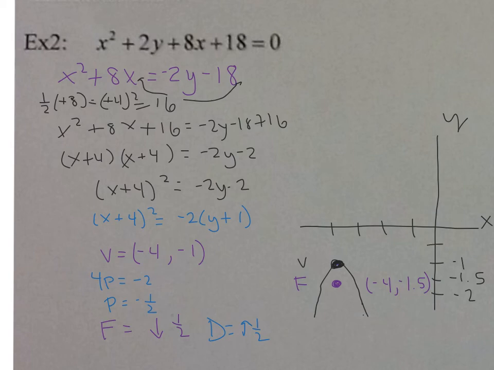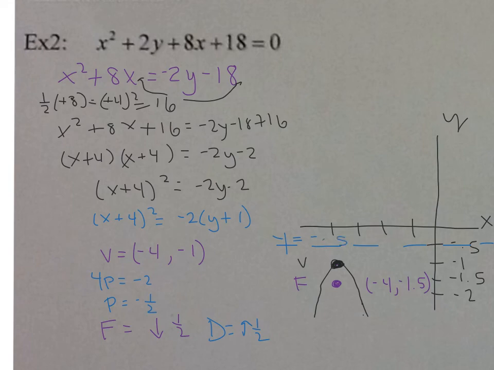So right here would put me at negative 0.5. So go up 1/2 from my vertex would put me right here. And there's my directrix, which is y is equal to negative 0.5. So let's just write this up.